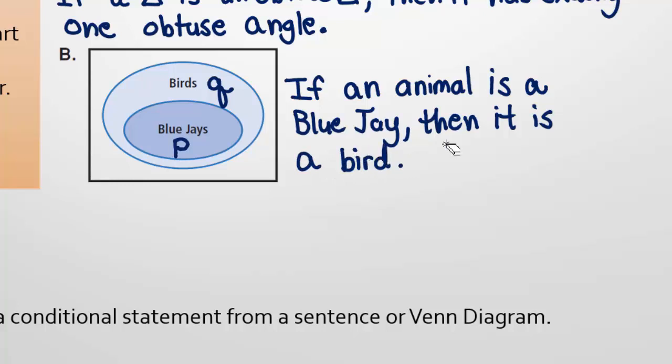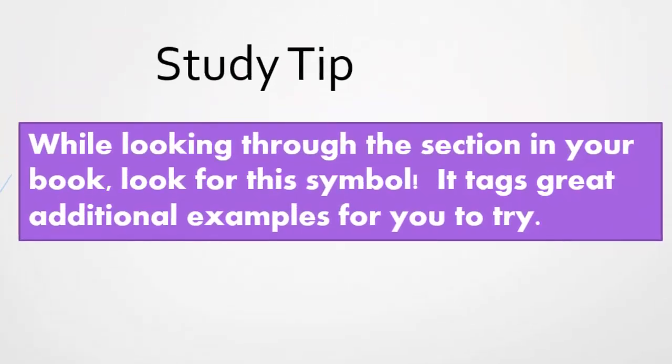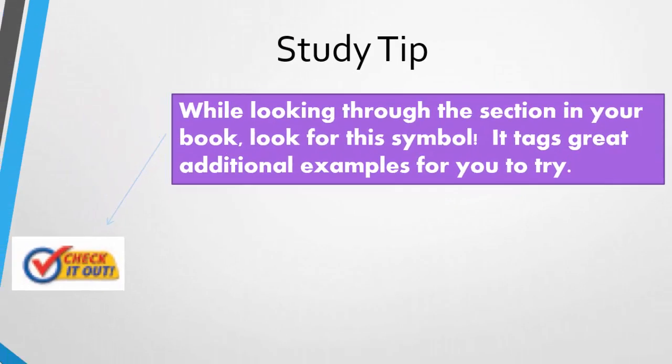And that's how you would write a conditional statement from a sentence or a Venn diagram. Just a quick study tip. If you're looking in your book for some problems to practice, as you're reading the section, look for these little "check it out" tags, because they give you nice problems that correlate with your I can statements.